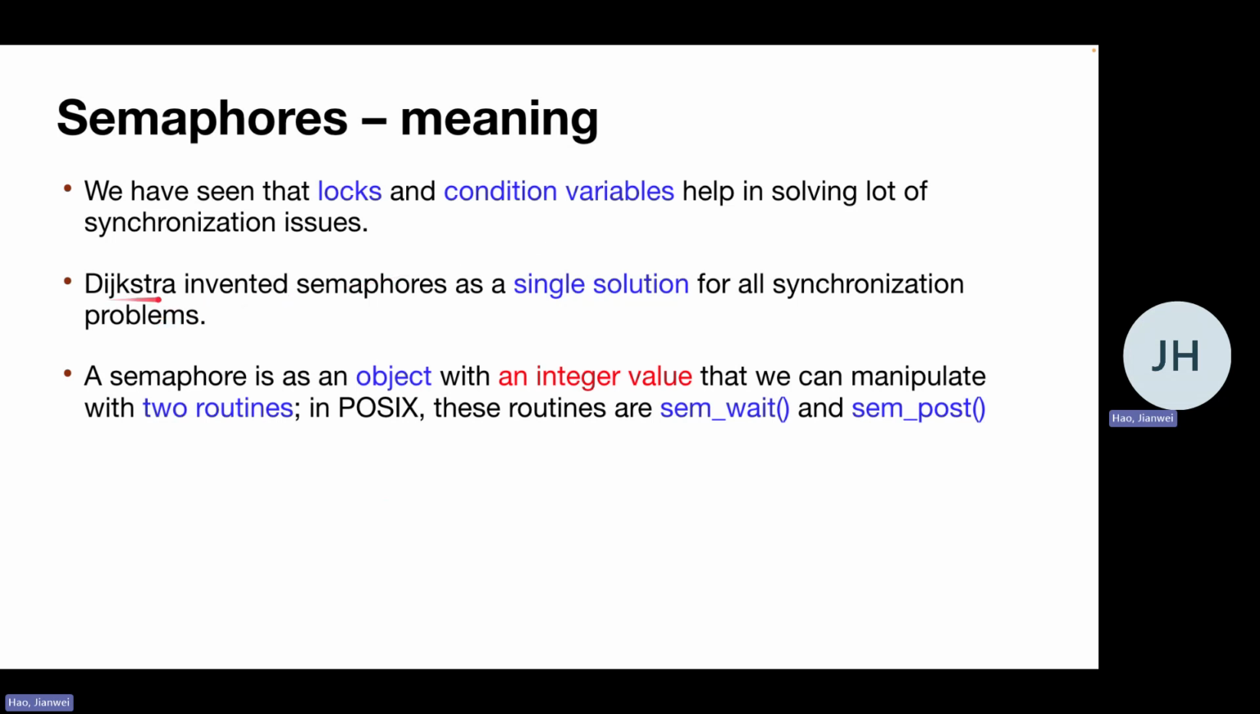Dijkstra is a person. He invented semaphores as a single solution for all the synchronization problems. That's a big contribution. A semaphore is an object with an integer value that we can manipulate with two routines. In POSIX, these routines mean the functions. These routines are wait and post.